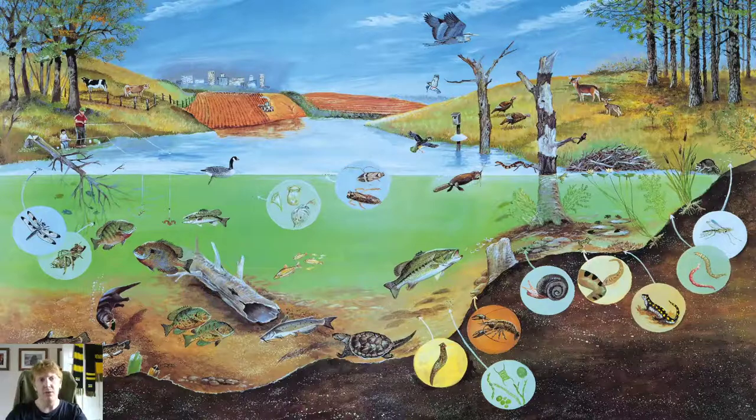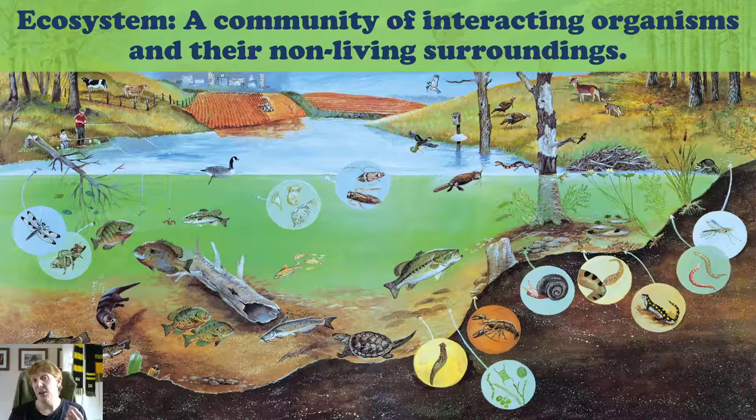And you can see this beautiful ecosystem here. We've got a farm in the background, we've got some water, we've got some trees. This is sort of a typical ecosystem that you might see. And what an ecosystem is actually one of these key terms that we need to know. It's a community of interacting organisms and their non-living surroundings.